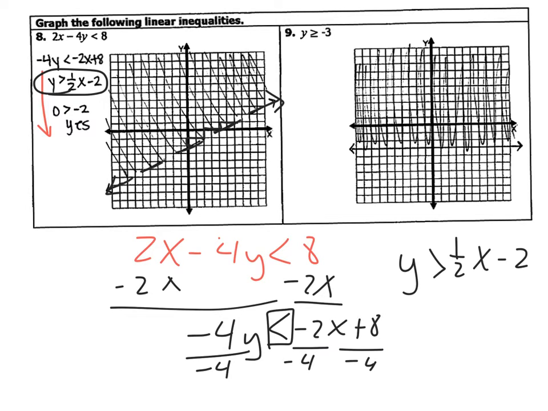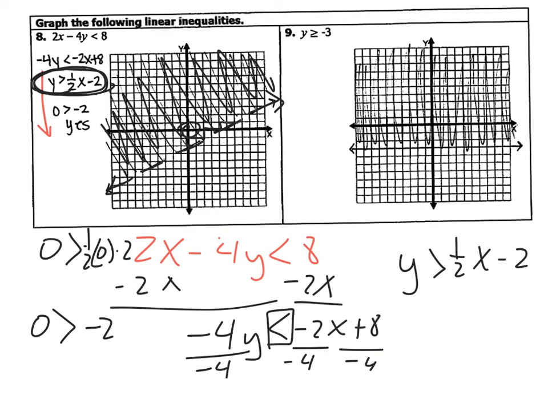Now if you look, they chose the point 0, 0. When you plug 0, 0 into this equation right here, you get 0 for y is greater than 1/2 times 0 minus 2, and you end up getting 0 is greater than negative 2, and that is true. Therefore, they shaded above.